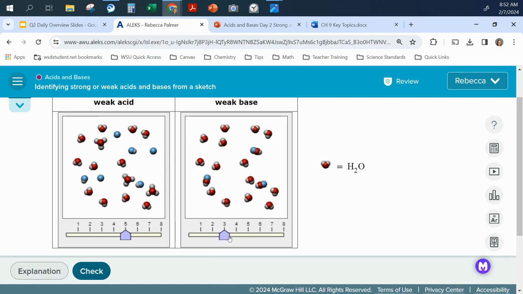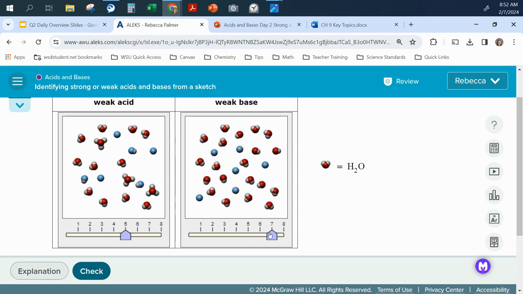So I always think of ammonia and ammonium. Ammonia, some of those will pick up a hydrogen. So this is going to be my weak base, where some of these have picked up a hydrogen to make hydroxide. The base stole the hydrogen, or the water donated a hydrogen to the base, but not all of them are getting a hydrogen. So that would be our weak base. So 5 was the good answer.